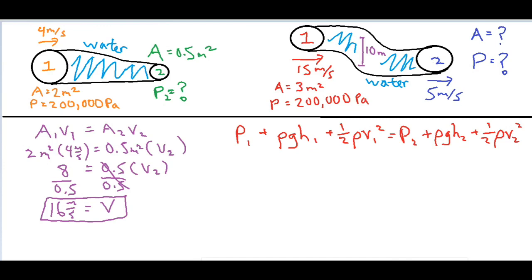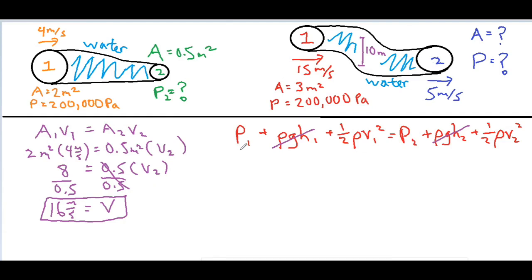So we know a couple values, and we can also do a little bit of cancellations as well. We don't have any change in height. It's all at the same level, so we don't need to include any h's. Everything is at height 0, so that is a non-factor.